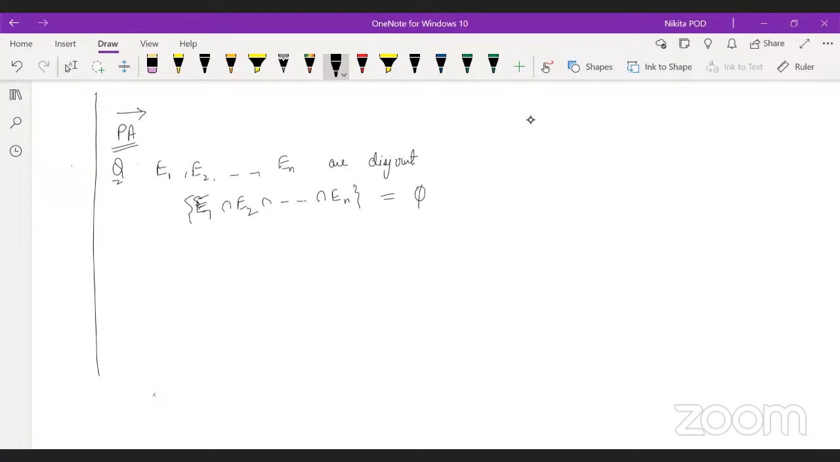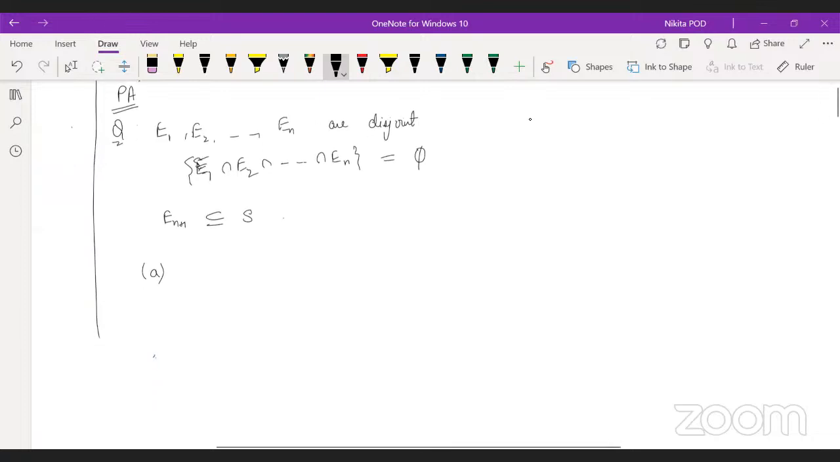So what we're saying is there should be the empty set. Now there is another event, En plus 1, which is also a subset of your sample space S, right? Then option A: you have to check whether E1 intersection with En plus 1 is one event, then E2 intersection with En plus 1 is another event, and so on till En intersection with En plus 1. So these are now n events.